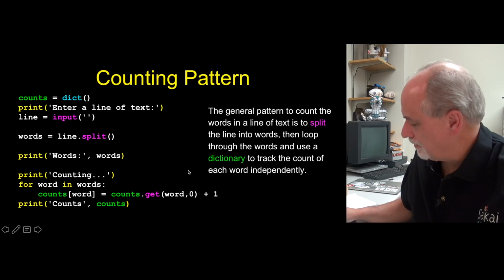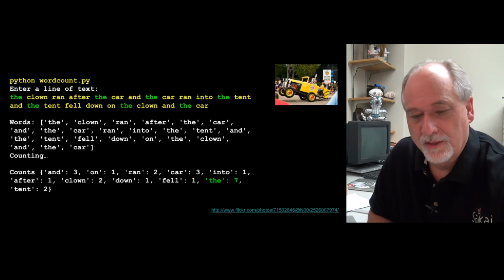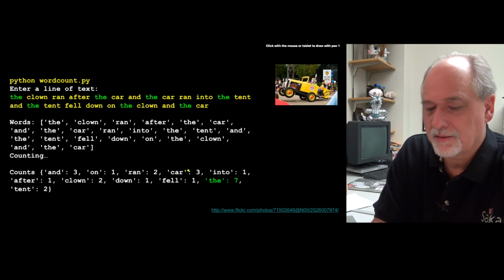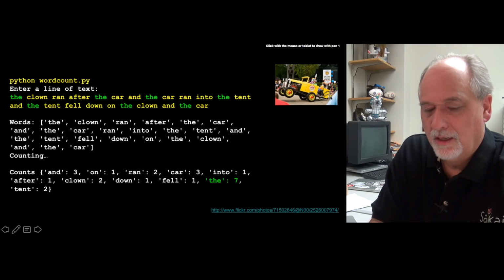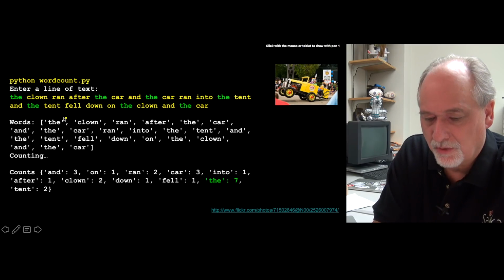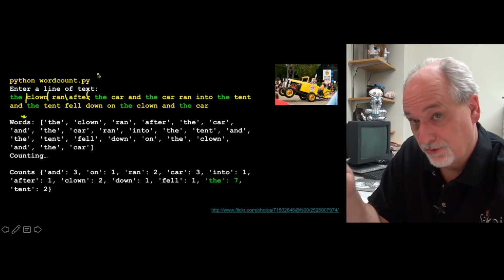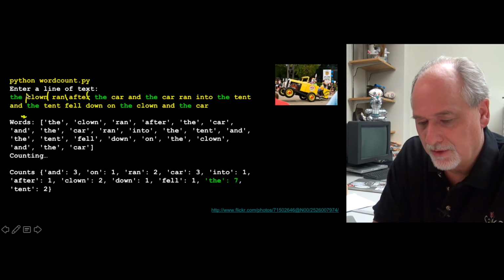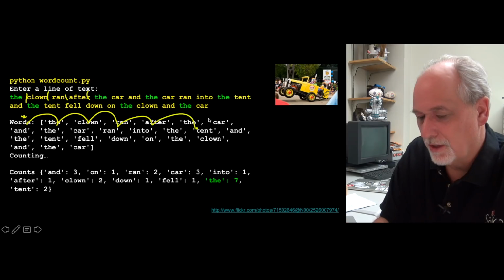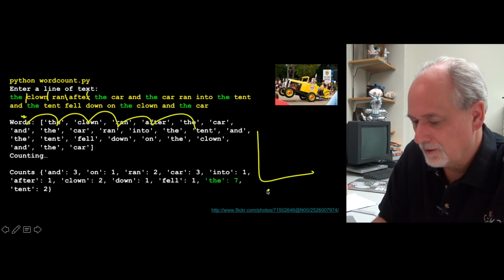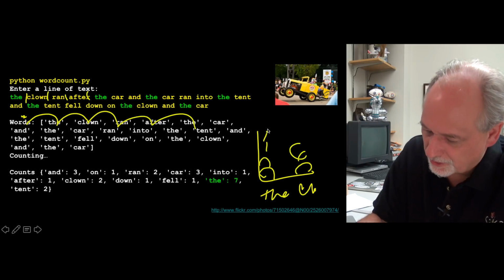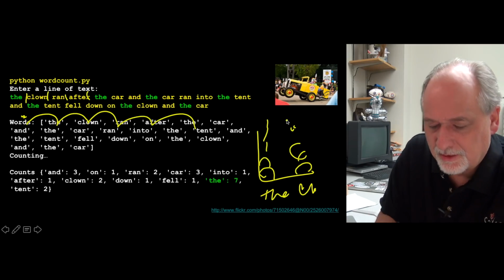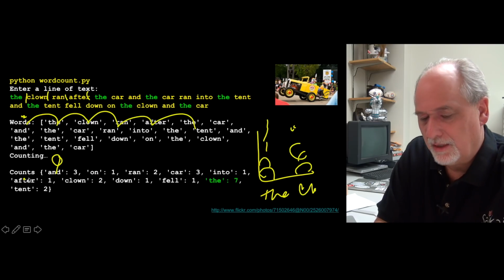So let's take a look at what we get there. If we run this, we can give it some text, and this will be all one line. It splits it into words, and you see that these words are split, split, split, split. Remember, strings and lists and split. Now the counting is going to go through this list: the clown ran after the. It's going to build a histogram: the, clown, one clown, the, up. These things are going to go up. That's this histogram.